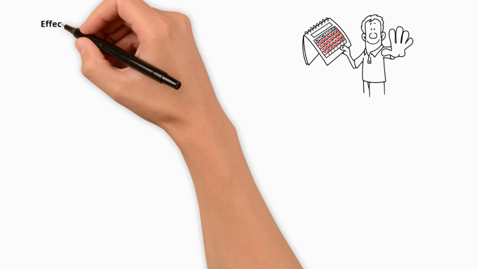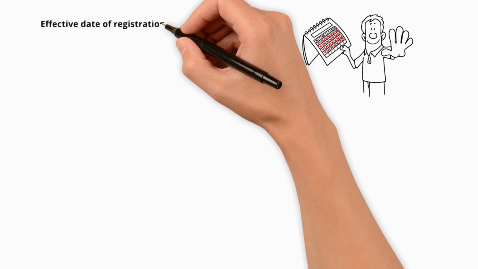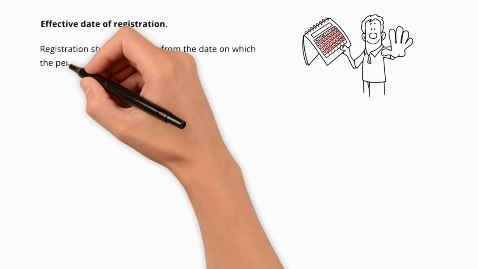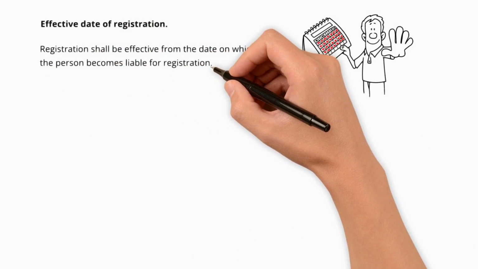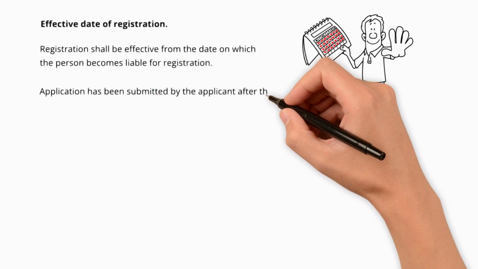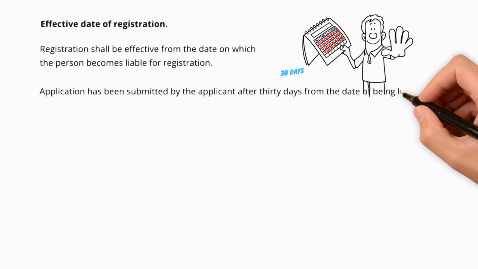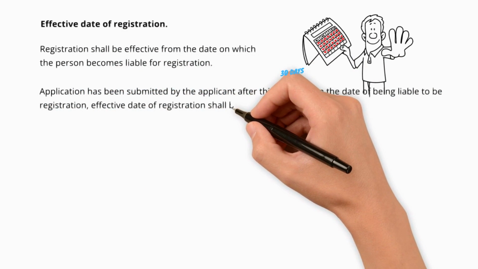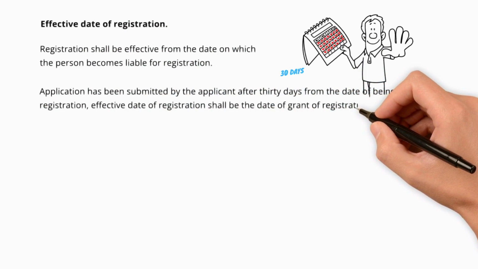Effective date of registration. Registration shall be effective from the date on which the person becomes liable for registration. If the application has been submitted by the applicant after 30 days from the date of being liable to be registered, the effective date of registration shall be the date of grant of registration.